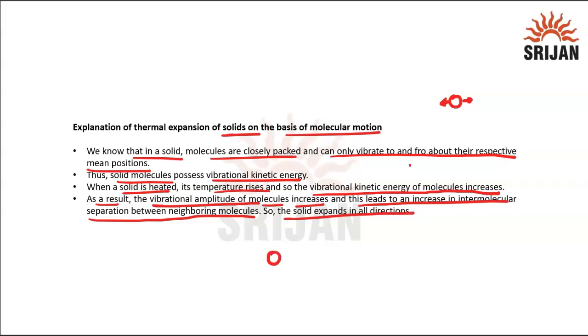Let's say I have two molecules here, and they start vibrating to and fro with vibrational kinetic energy. The more they vibrate, the more they start hitting each other, so a smaller gap will begin to form. Then slowly, if you keep applying heat, there will be enough gap between them, and that's how they are able to separate from each other. And that's how you can understand thermal expansion in solids on the basis of molecular motion.